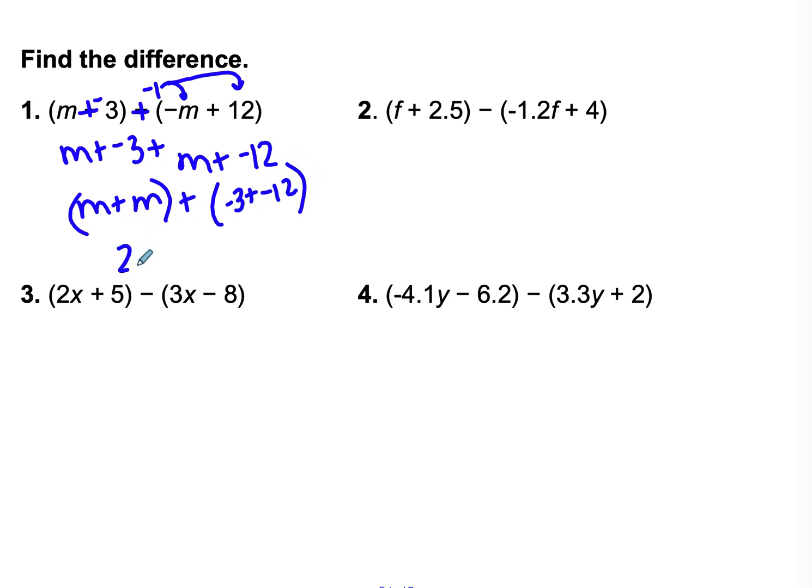m and m is 2m. Oh, I'm sorry, it does look like a 3t. It is a plus sign. Negative 3 plus negative 12. Same signs, find the sum, is negative 15.